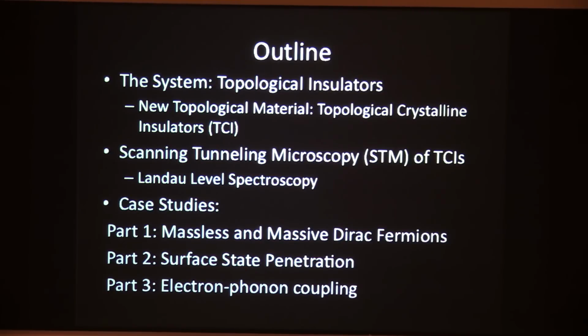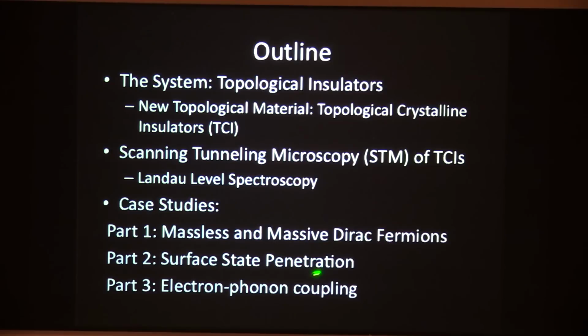Okay, so here's the outline of my talk. I'll tell you about a new class of materials, topological materials, called topological crystalline insulators. I'll tell you how we can measure these materials using this technique called Landau level spectroscopy. And I'll give you three examples of the kinds of information we can get using Landau level spectroscopy. The first is we can actually tell using Landau levels if you have massive or massless Dirac fermions, and we can clearly distinguish this from a normal two-dimensional electron gas. There's no ambiguity in this.